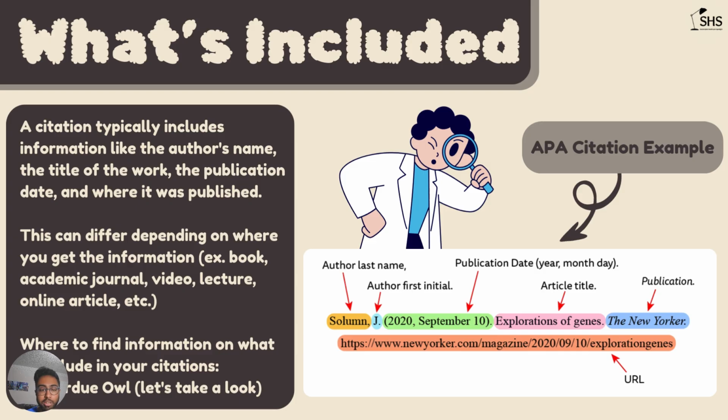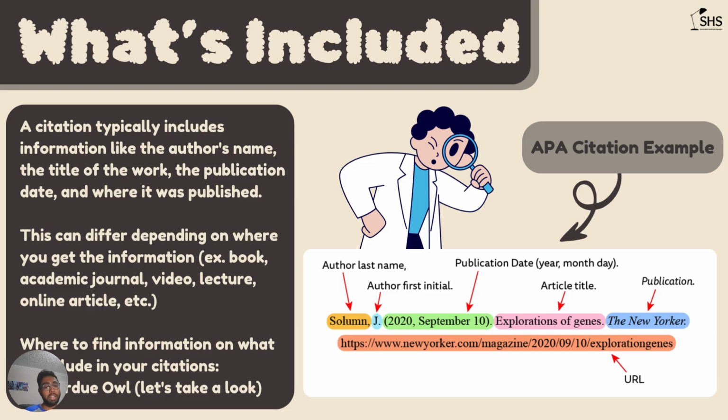So how do we create these citations? A citation typically has info like the author's name, title of the work, when it was published, and where it was published. It can also differ. There are specific forms, with slight differences in each type of source that you may find, such as a book, academic journal, video, or online article.